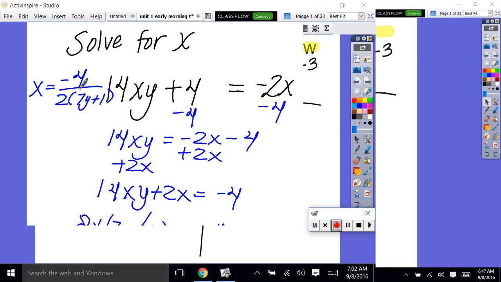Now, it can be simplified. If it needs to simplify more, do. Negative 4 over 2 is negative 2, correct? So we have a negative 2 on top, and on bottom we have 7y plus 1. Does that make sense?